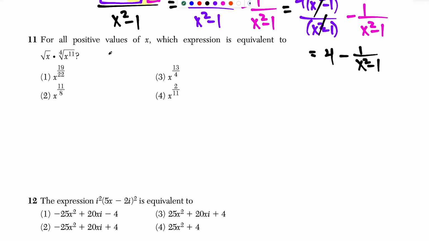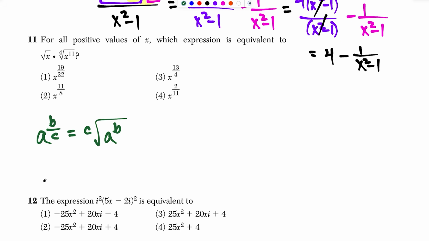Question 11, for all positive values of x, which expression is equivalent to square root x times the fourth root of x to the 11? So for this one, we need to know two main rules. We need to know that when we have something like a to the b over c, this is equal to the c root of a to the b power.